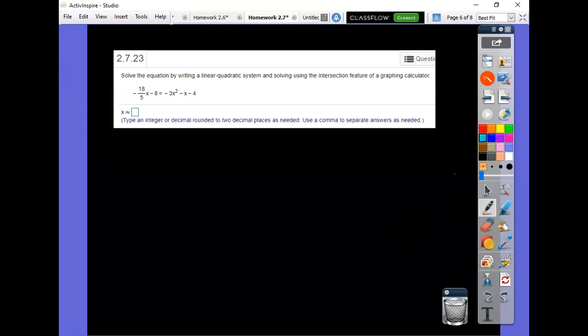Okay, once again, they're going to let us solve this. It suggests using a graphing calculator. I will suggest Desmos since I don't know if all of you have access to a graphing calculator.